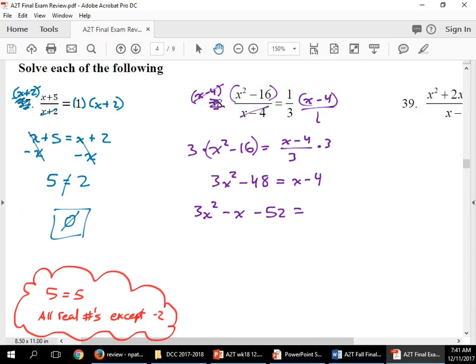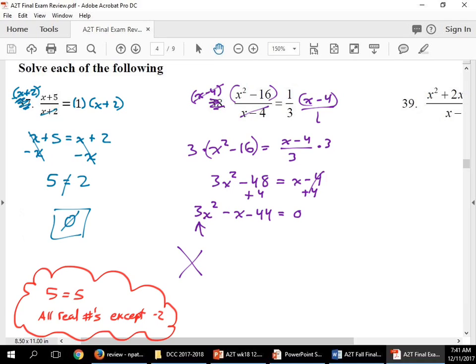Where did that 52 come from? Oh, wait. Yeah, where did that 52 come from? That's not right. We have to add 4, and add 4, we get minus 44 equals 0. All right. Let's factor this. Because we have a 3 out in front and not a positive 1, it gets harder for a little bit. That's okay. We can do this.